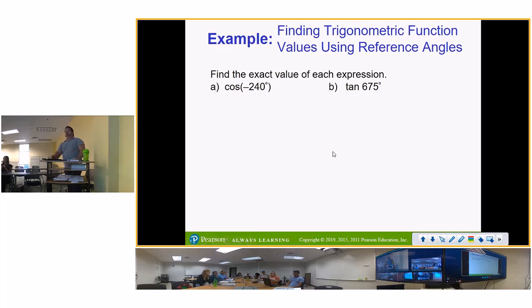Okay, there's our two right there. So let's do those. Tangent of negative 240. Negative 240 means that I'm going the opposite direction, the way we turn it in the real world. I'm going to the right 240. So you've got to find that angle. So negative 240.